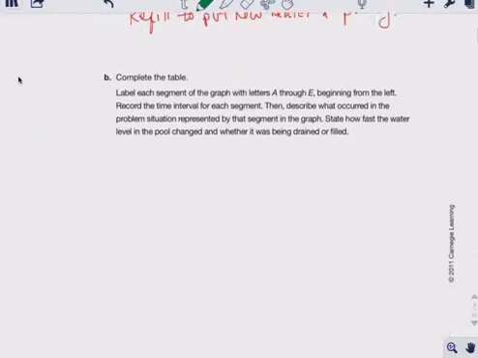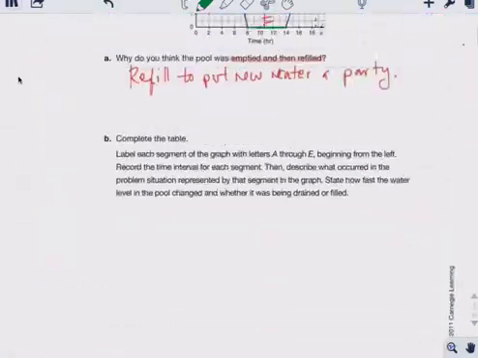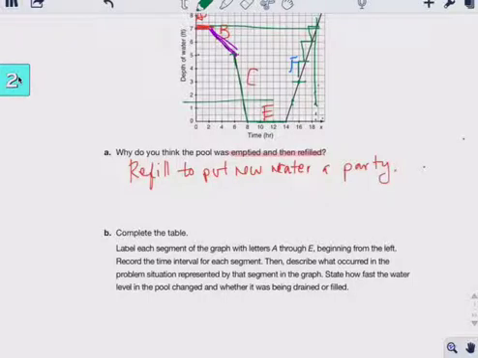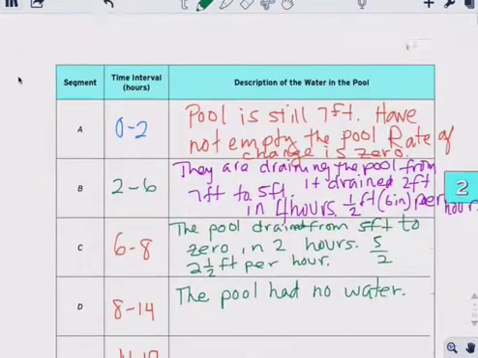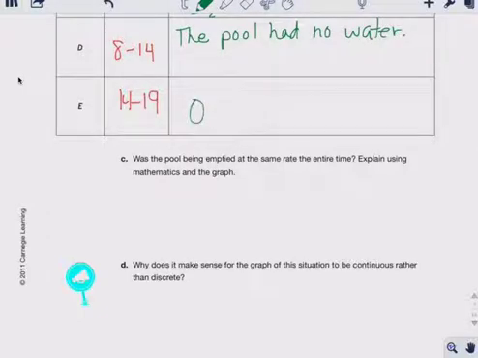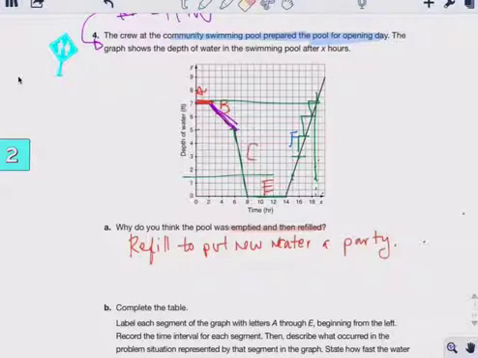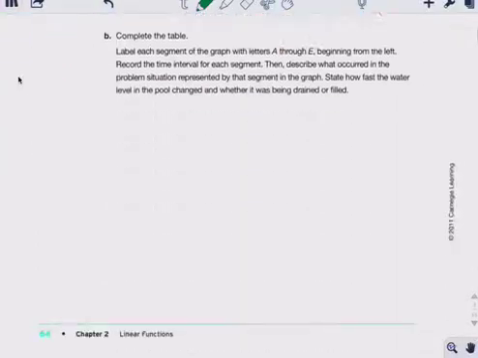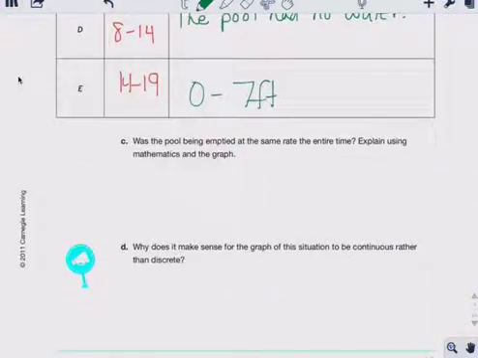So it went from 14 to 19. Okay, 14 to 19 hours, that's 5 hours. 0 to 7 feet. Not quite 19, almost. Let me look at it. Where is it at 7 exactly? It's not the exact hours. So they filled up the pool between 18 and 19 hours. That's what we would put.